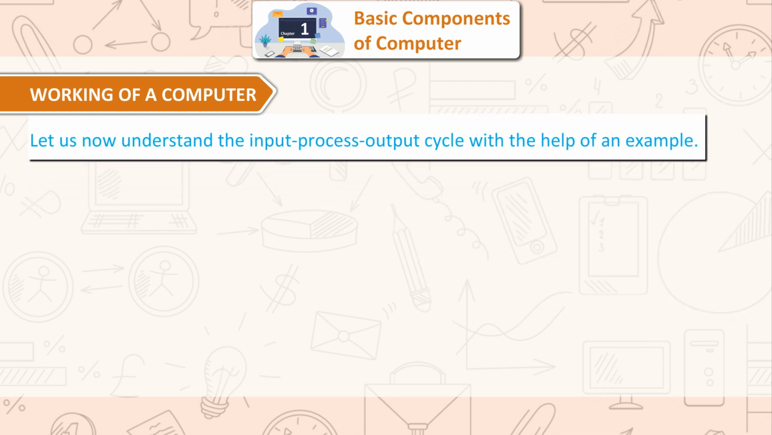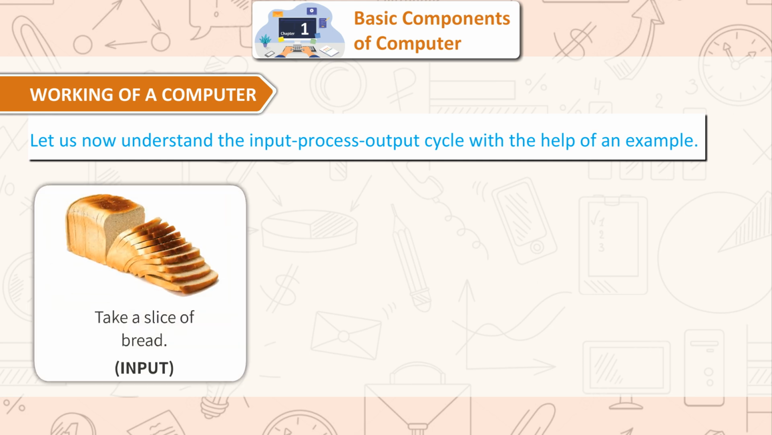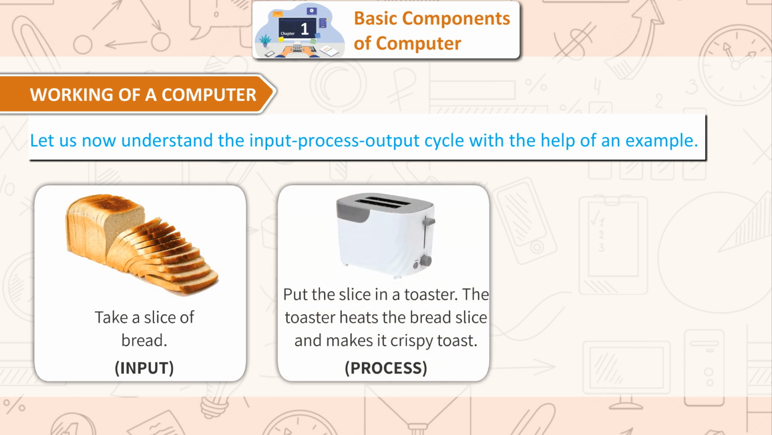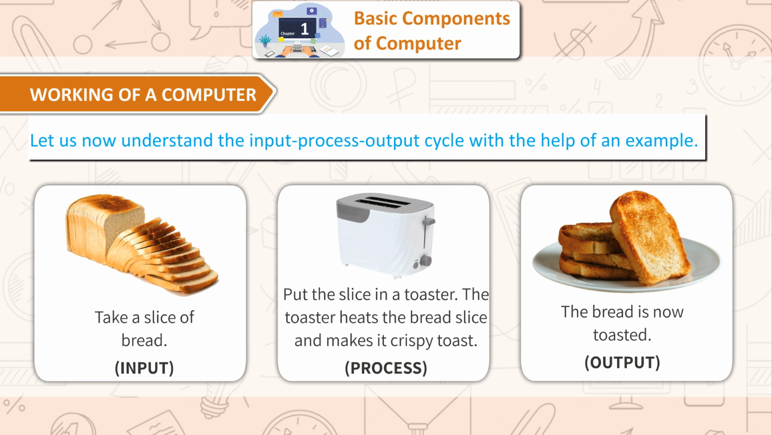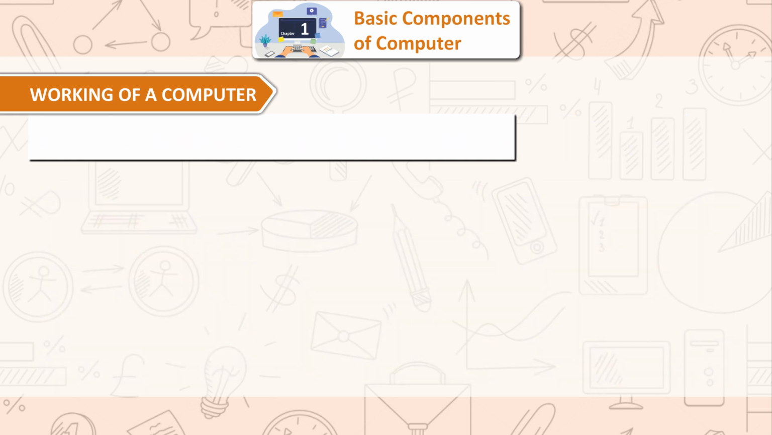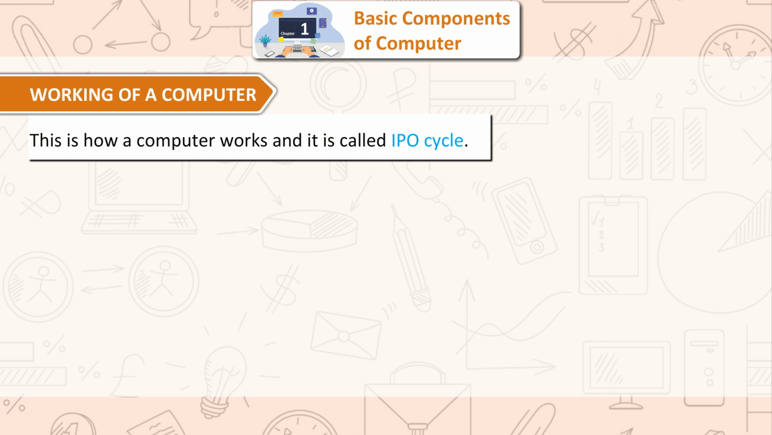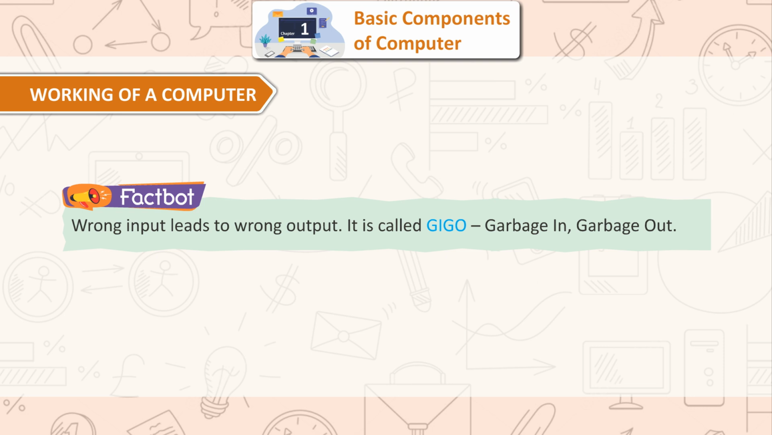Let us now understand the input, process, output cycle with the help of an example. Take a slice of bread. Input: put the slice in a toaster. The toaster heats the bread slice and makes it crispy toast. Process: the bread is now toasted. Output: the toast. This is how a computer works, and it is called the IPO cycle. Factbot: wrong input leads to wrong output. It is called GIGO. Garbage in, garbage out.